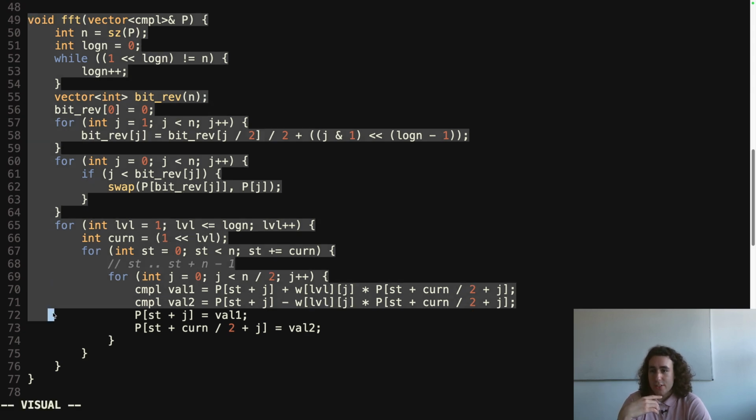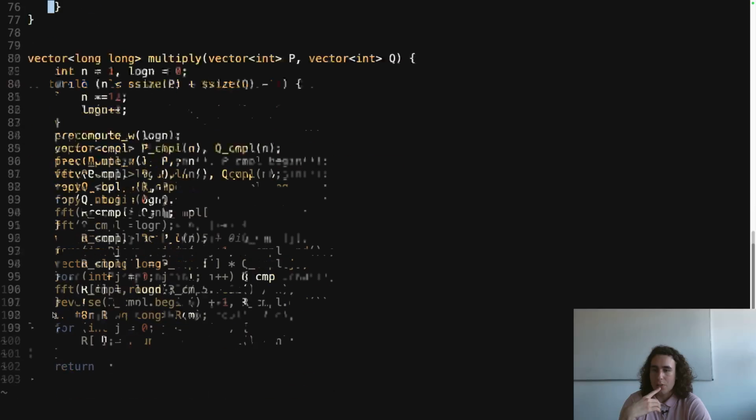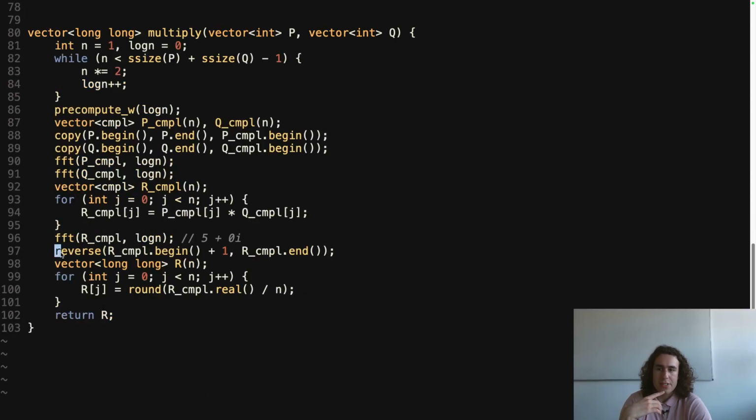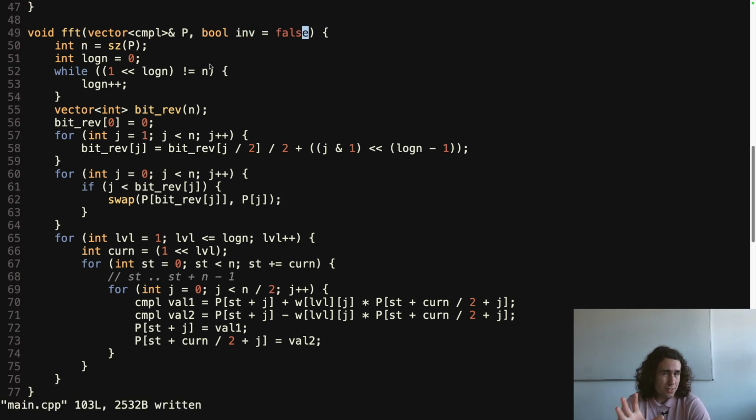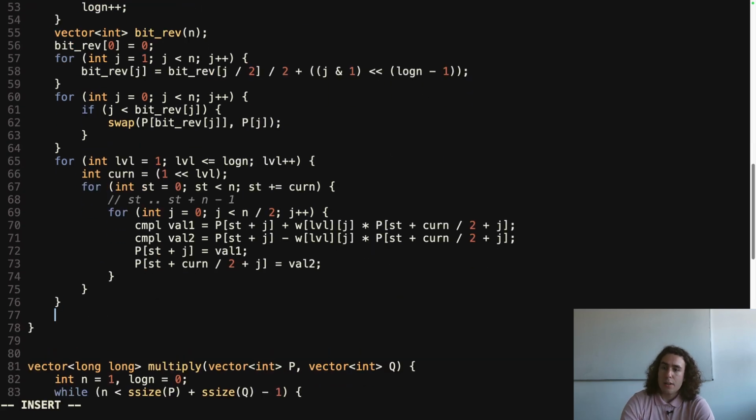Because now this function is not recursive, I can actually put our inverse FFT inside it, right? This thing is kind of awkward here. Let's move it back inside our FFT function. So we'll have some kind of flag that says, is this an inverse FFT? And by default, it's false. So if I just call FFT, it's the forward FFT.